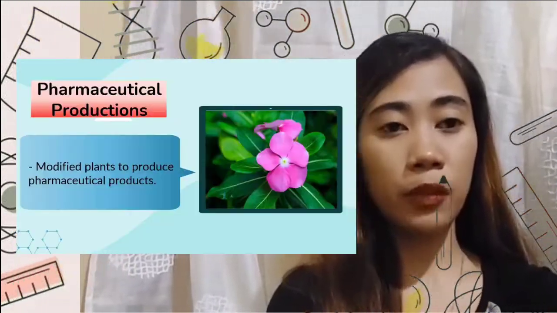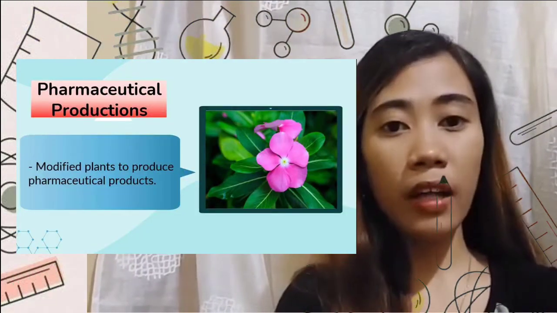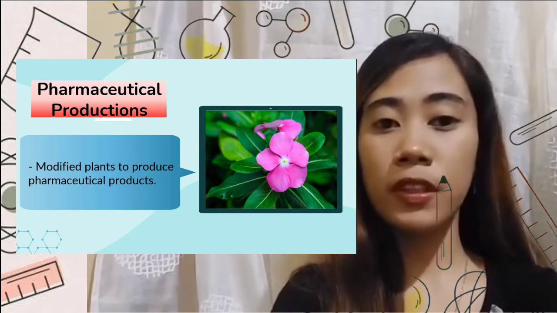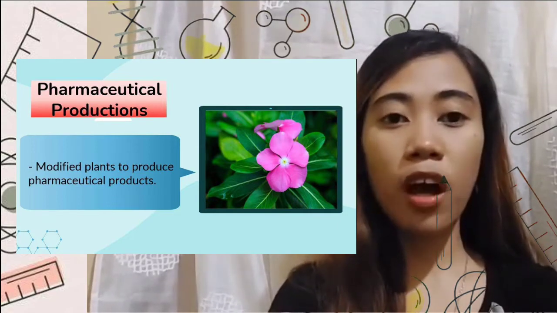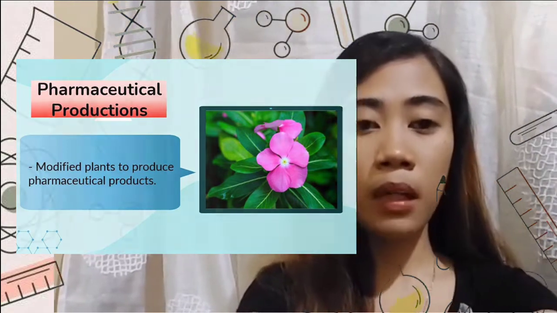Third is pharmaceutical production. Modified plants to produce pharmaceutical products. Examples are periwinkle plants. Bacterial genes were added to periwinkle plants to enhance the production of vinblastine, an alkaloid usually added to drugs for cancer treatments like Hodgkin's lymphoma.